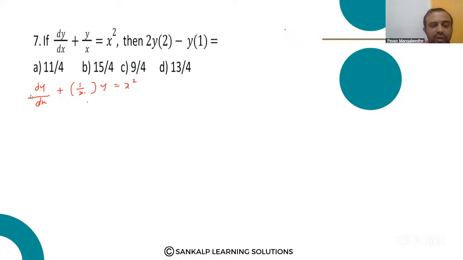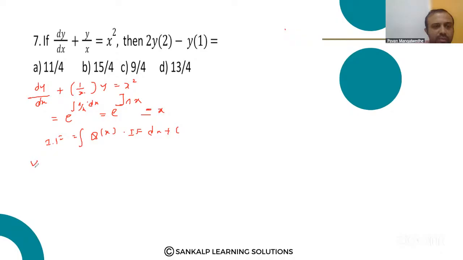Now the integrating factor, what it will become, as you know in the previous question, is e raised to the integration of 1 by x dx, which equals e raised to the integration of x, which equals x. Now the integration of Q of x into the integrating factor dx plus c.